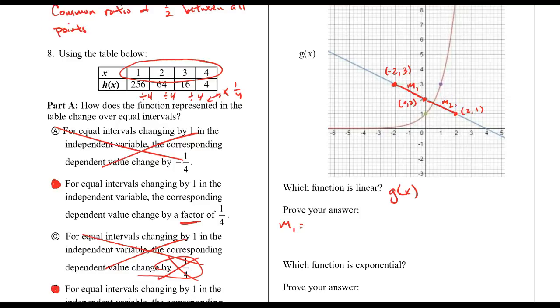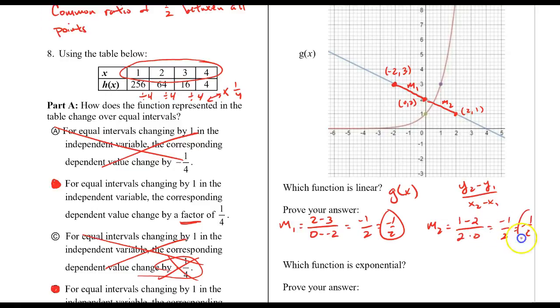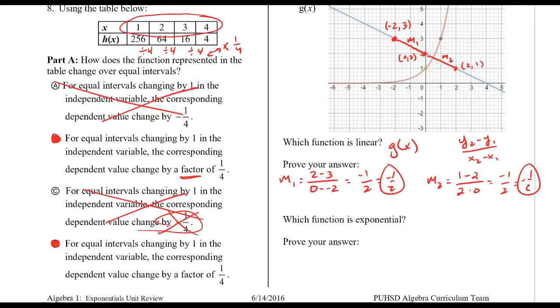So M1 is going to be 2 minus 3 over 0 minus -2. I just used the slope formula, y2 minus y1 over x2 minus x1. That's -1 over 2, which is -1/2, and M2. So now I'm going to use these 2 points, and that's going to be 1 minus 2 over 2 minus 0, which is -1 over 2, which is -1/2. Same thing. Those are equal, so we just proved that it is linear because we have the same slope between 2 points.